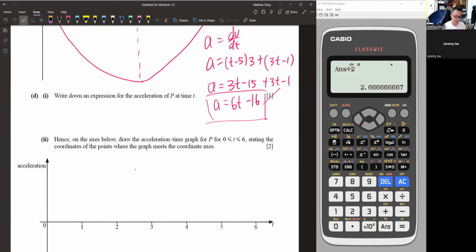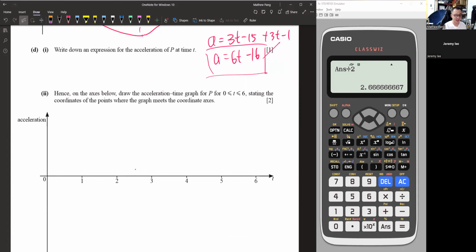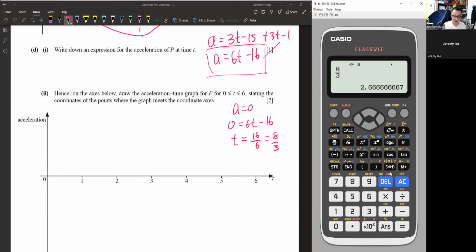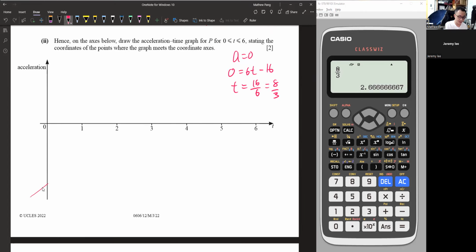Okay, hence they want you to sketch this one up to 6, right? So this one is a straight line with intercept at -16, quite easy. But I want to know the t-intercept. I will make a equal 0. When a is 0, 0 equals 6t minus 16, so t equals 16 over 6, which is 8 over 3, isn't it? 8 over 3 is 2.6, right? So you'll pass by 2.6 something. So you just draw a straight line, and this straight line must pass by 2.6. Then this one here will be 8 over 3.